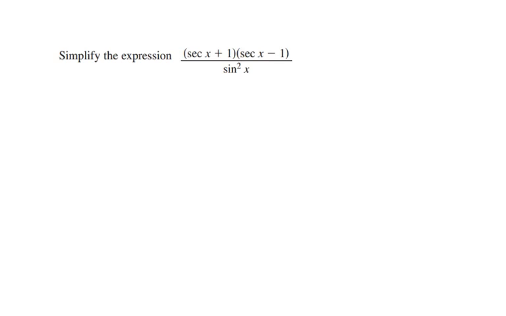Let's see. We've got secant of x plus 1 and secant of x minus 1 on top being multiplied, and sine squared of x on the bottom. So, as I mentioned, it is kind of like doing your algebra, but just with some trig here. So instead of thinking of it as secant plus 1 and secant minus 1, think of it as x plus 1 and x minus 1. Because what we're actually going to be doing is going over here and expanding.